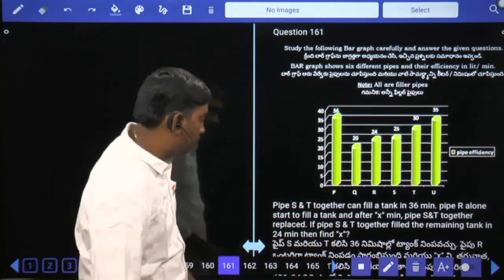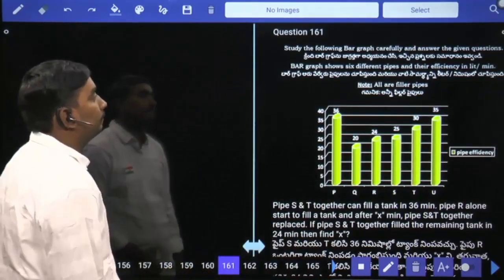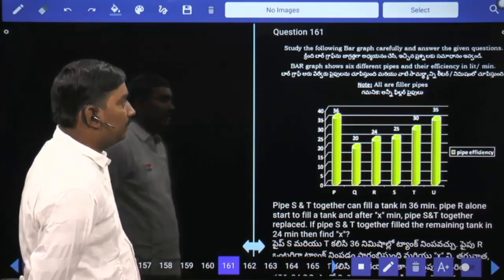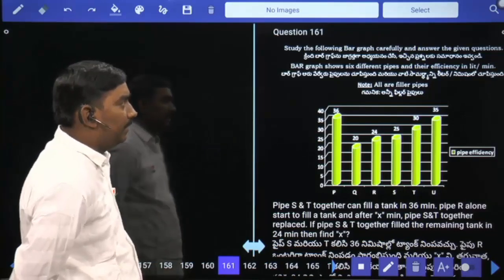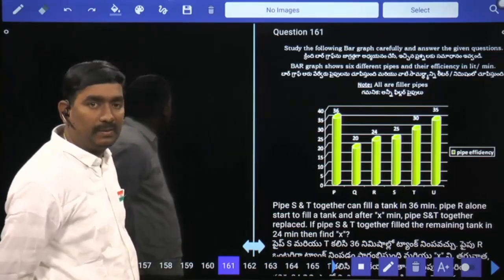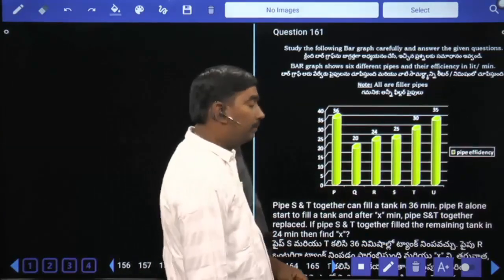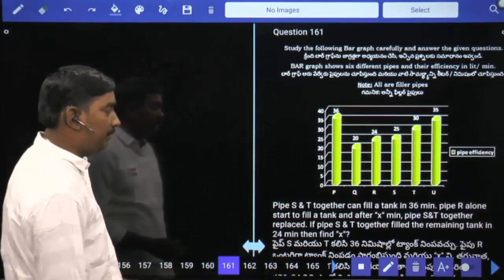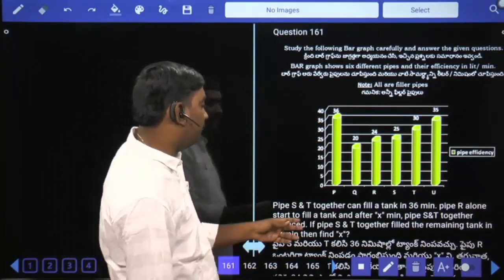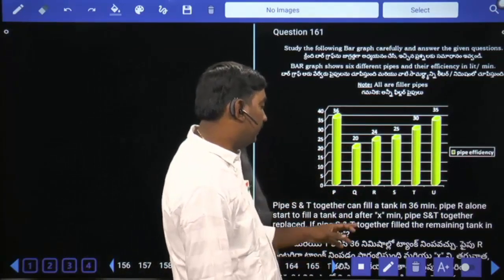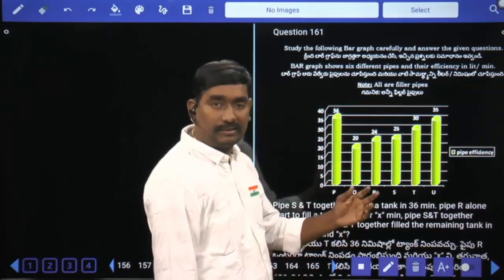Look at question number 161 onwards. The given bar graph shows the 6 different pipes and their efficiency in liters per minute. All these are the efficiency of different pipes P, Q, R, S, T, U. Per minute pipe P can fill 36 liters, Q can fill 20 liters, R can fill 24 liters, like that.